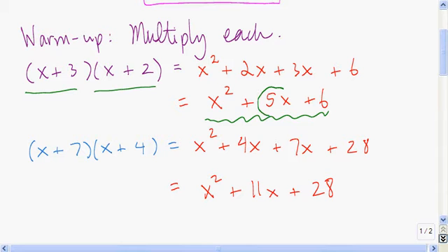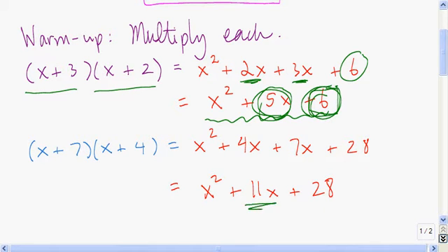So you see this 5x. This came from adding the 2x and the 3x. So where did the 2 and the 3 come from? The 2 came from here, and the 3 came from here. Now let's look at this number 6 here, which came from the last terms. This 6 came from multiplying the 3 by the 2. Again, the 5x came from the 2x plus the 3x, and the 6 came from the 3 times the 2.